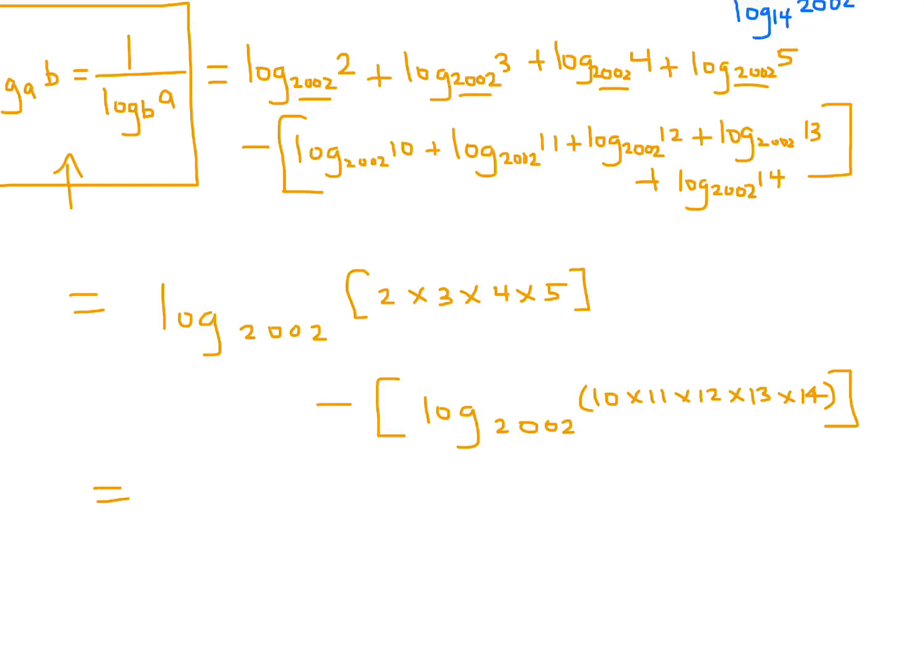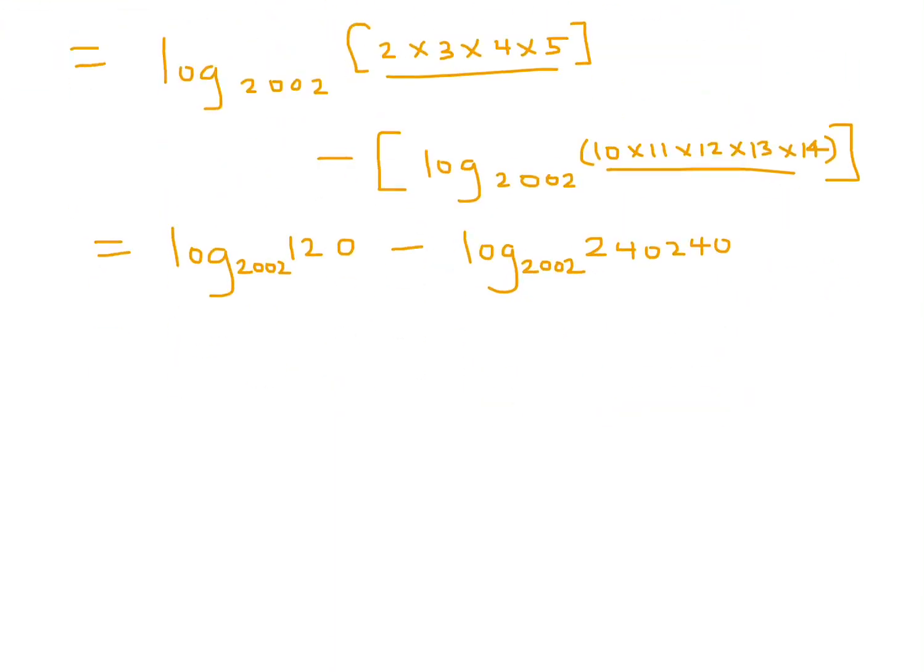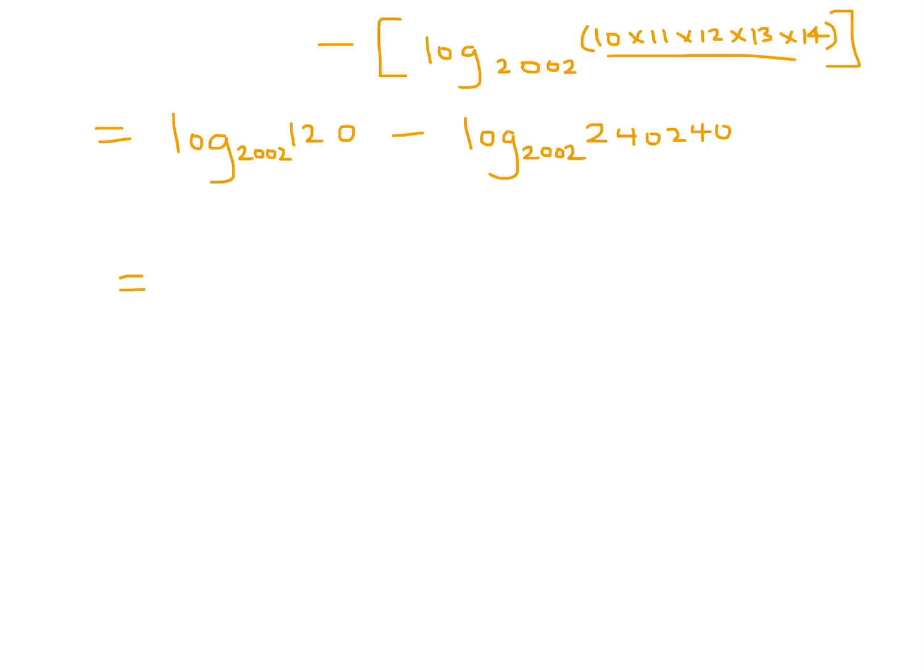Okay, so this essentially becomes log. This whole thing is 120. So the log of 120 to the base 2002 minus the log of this big number, 240, to the base 2002. Now, I hope you know that when you subtract and the bases are the same, you divide. So it would become log of 120 over 240 to the base 2002.